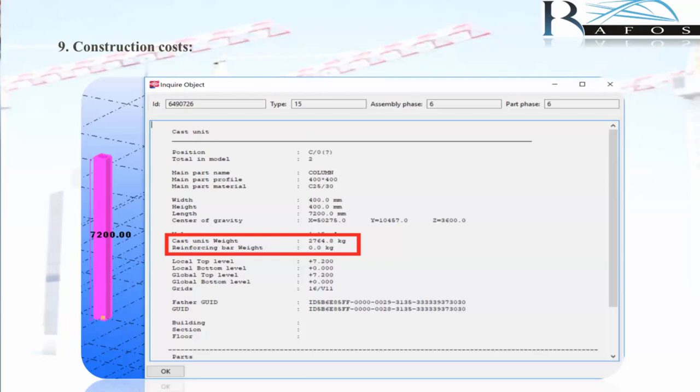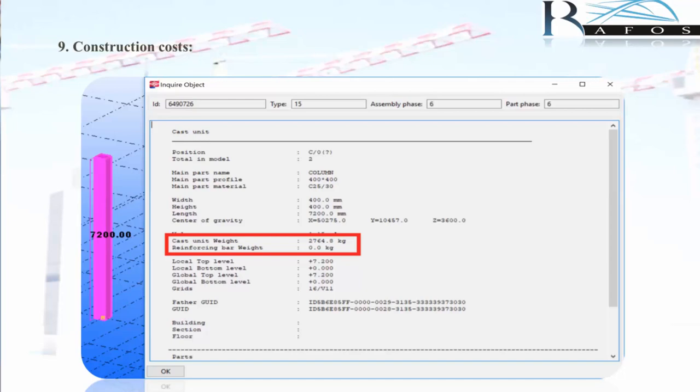For concrete structures, for example, when using traditional methods for concrete weight in a beam or column, by multiplying the length and width parameters and the mass of the unit, the concrete weight used in each part is obtained. But my question is, if this part has reinforcement, does this method of calculation give us the correct weight? Of course, the answer is no.